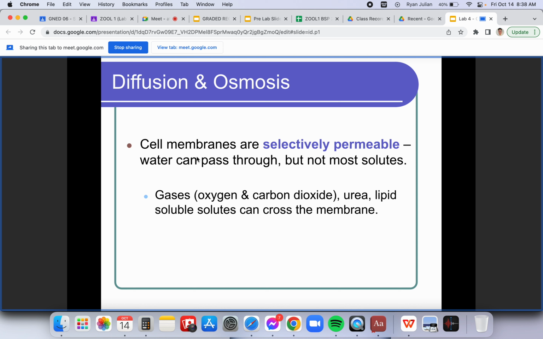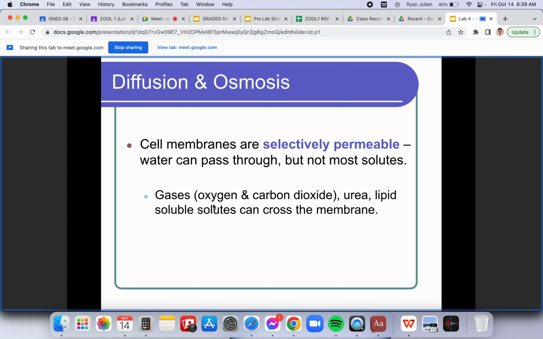Like what I said from our first slide, cell membranes are said to be selectively permeable, by which water can pass through, but not most solutes. Because these solutes that I'm talking about can become foreign bodies or unwanted materials, and they have the tendency to deteriorate or destroy the entire cell organelles if they pass through it. That is why they are selectively permeable once again.